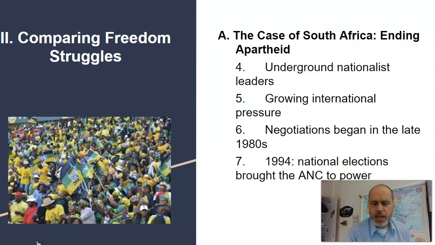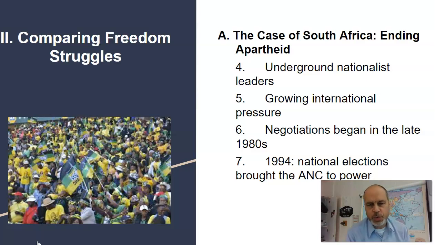So many of these leaders were underground, but by especially the 1980s, but really the 70s, it began. There was a lot of international pressure on the white Afrikaner government to allow majority rule. And negotiations began in the late 1980s. Nelson Mandela had been held on Robben Island off Cape Town, I believe, for 29 years. He was released from prison, and he was allowed to run, and he would win the 94 elections. And the ANC has come to power in 94.